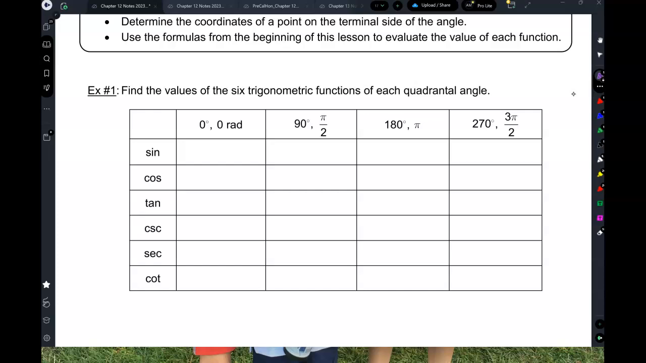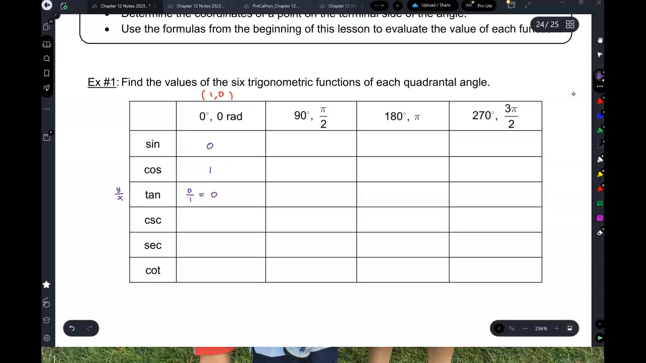So why don't we do this? Okay, the values of the 6 trig functions of each quadrantal angle. So here we're at 0 degrees. Now remember, at 0 degrees, the coordinates are x is 1, y is 0. For sine, that would be the y coordinate. What would it be? 0. For cosine, that would be the x coordinate, 1. Now tangent is y over x. So that would be 0 over 1, which is 0.